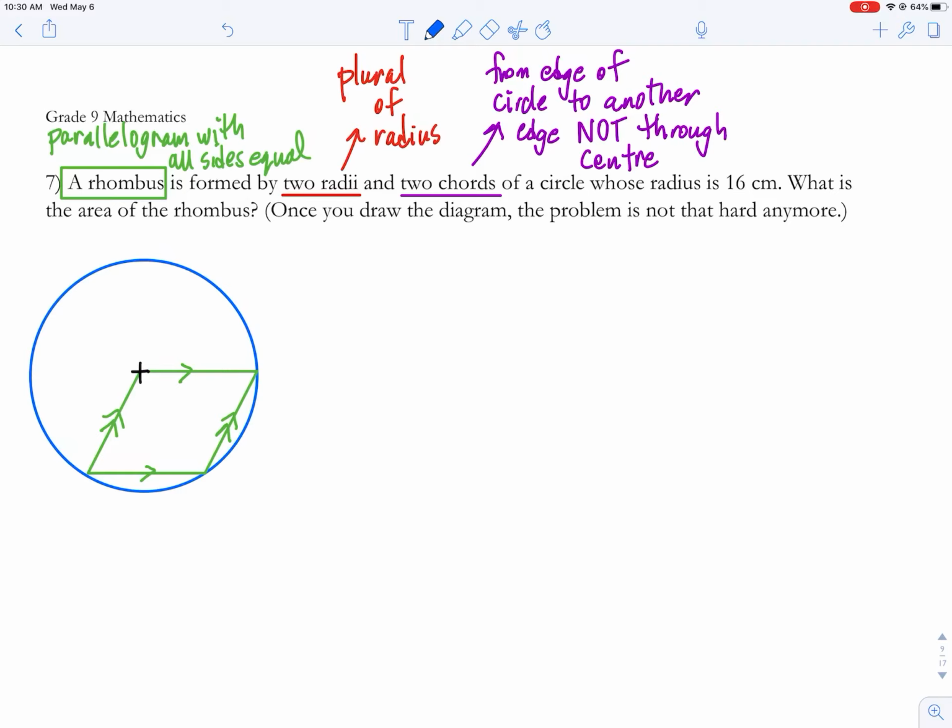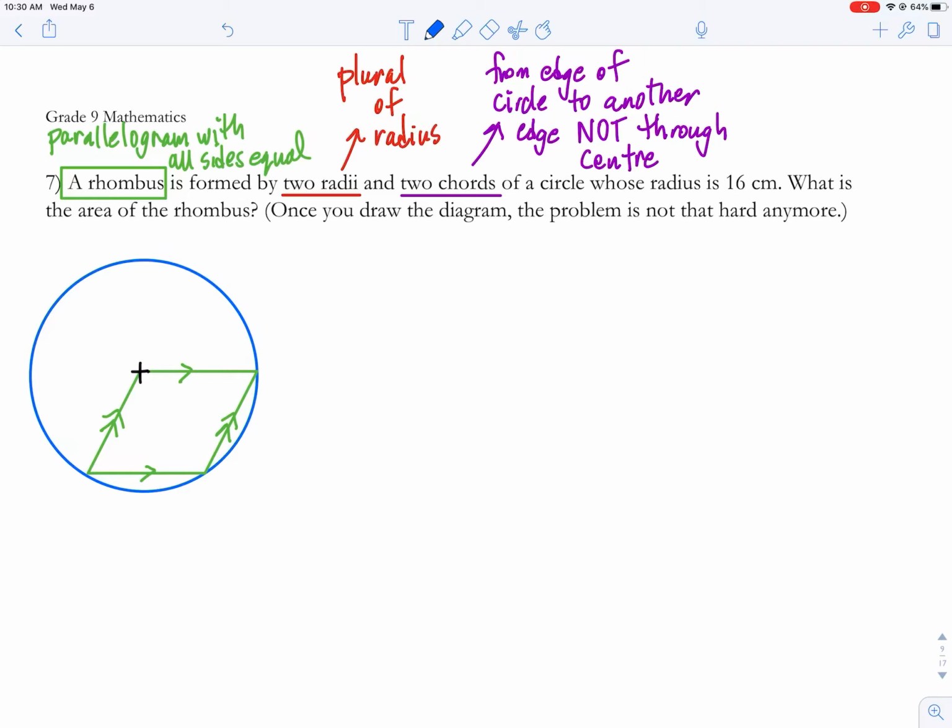A rhombus is formed by 2 radii. Radii is the fancy word for the plural of radius. Instead of saying radiuses, we say radii. So a rhombus is formed by 2 radii and 2 chords. Okay, another word to define. A chord goes from the edge of a circle to another edge of a circle, not through the center. Okay, so a rhombus, 4 sides. 2 of them are radii, 2 of them are chords of a circle.